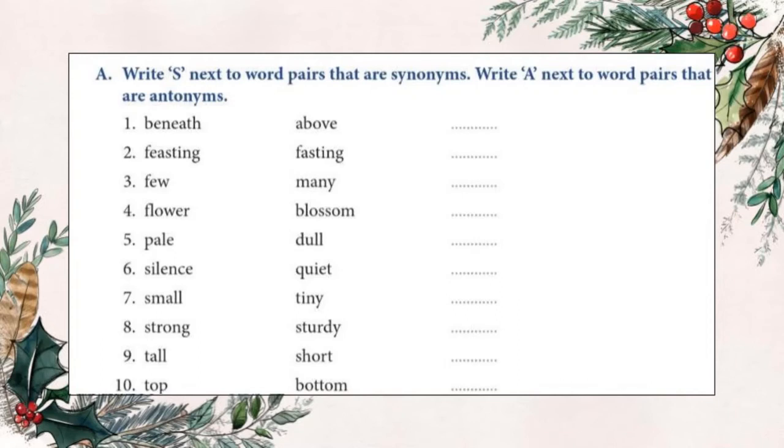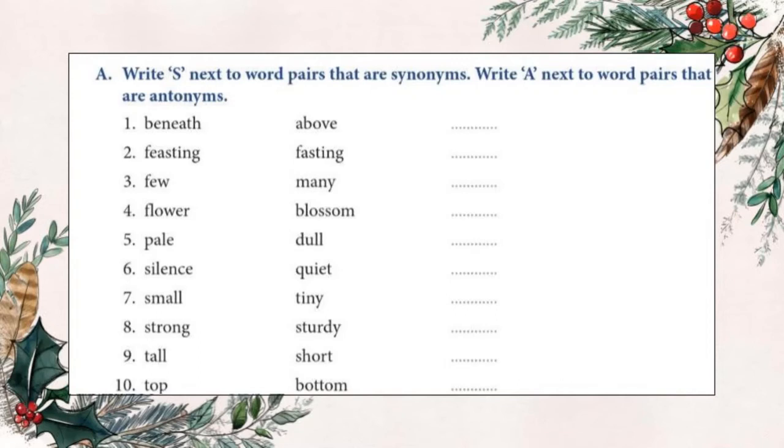Let us see the first one. The given words are beneath, above. The meaning of beneath is under. So students, beneath and above, they don't have same meanings. They have opposite meaning. So which letter we should write here? That is letter A, because the given two words have opposite meanings. So write the letter A in the first blank.